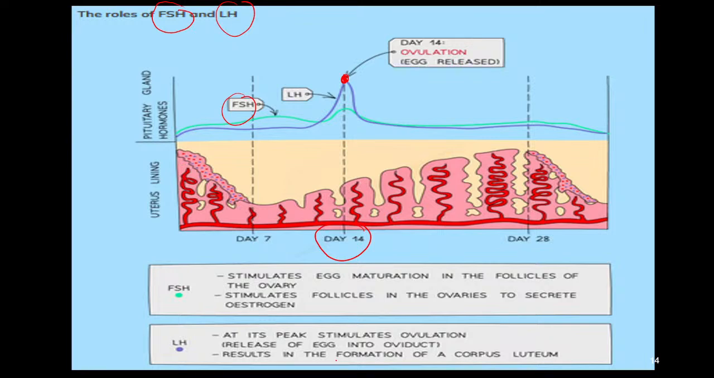LH then results in the formation of a corpus luteum. Once the ovulation is done, it then returns back to its normal levels. FSH is, so the follicle has been stimulated, then slows down just like LH.